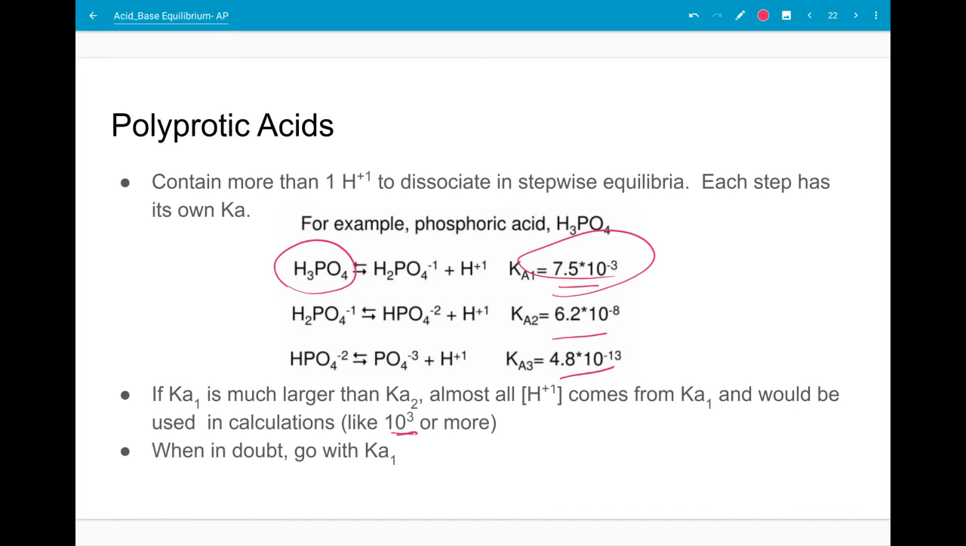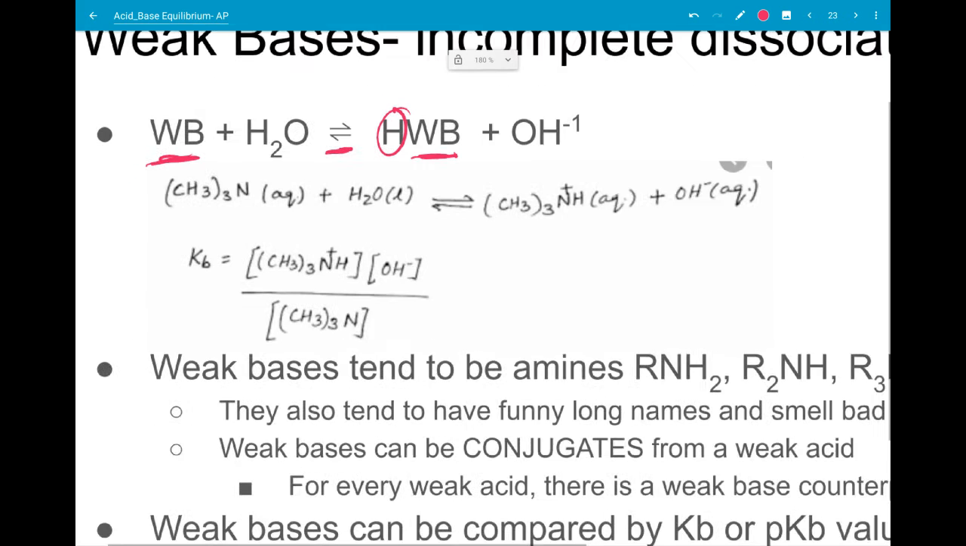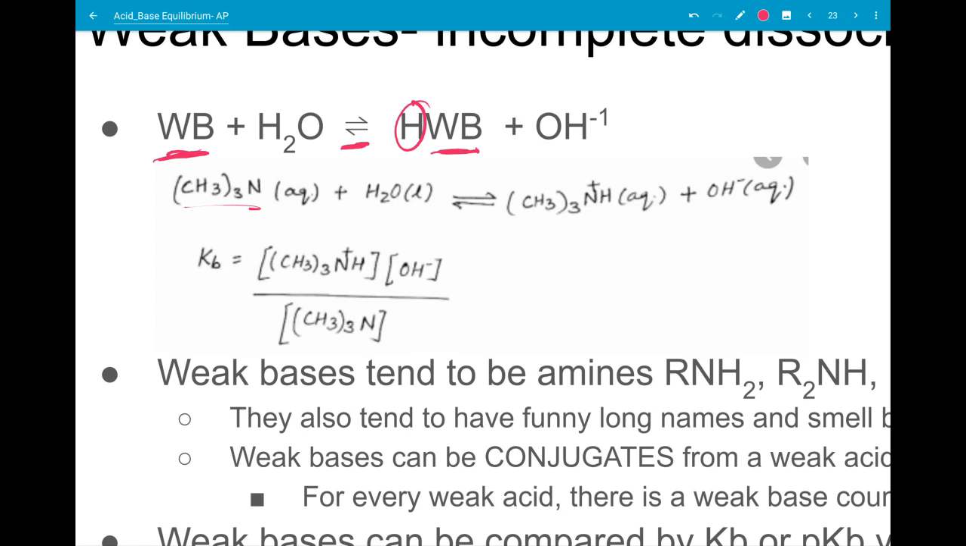Most likely you're not going to be doing these for a polyprotic acid. That's more likely with the titration curve. Okay, so weak bases are going to be the same idea. Here we still have that equilibrium arrow. Now I'm changing it to say weak base plus water equals a hydrogen attached to whatever your weak base was plus OH minus. So I have an example here that I grabbed from somebody.